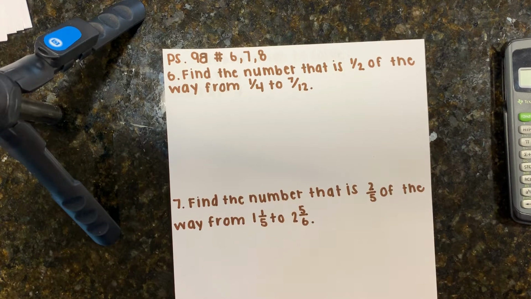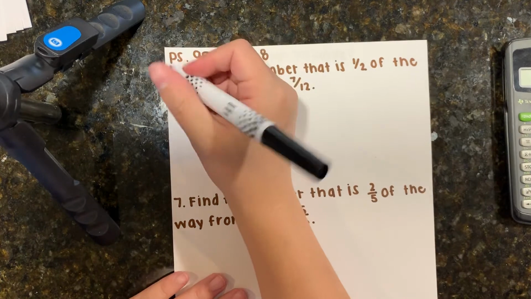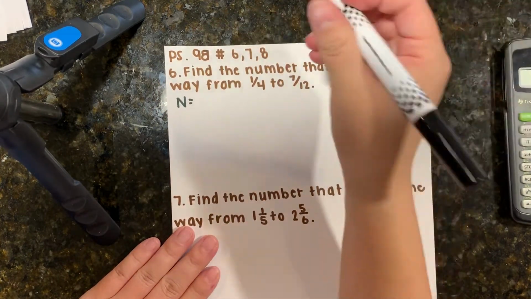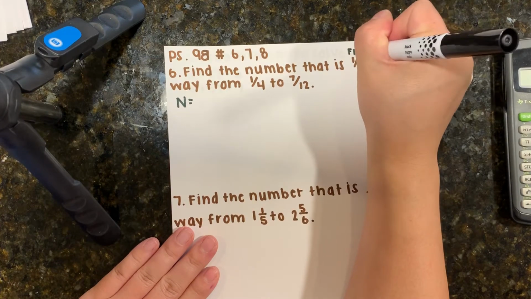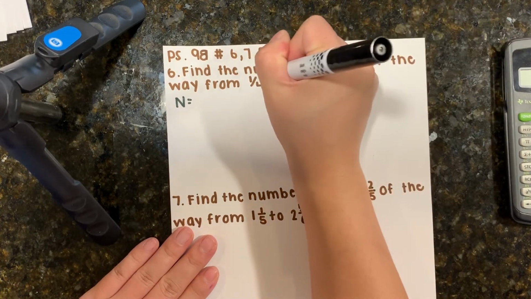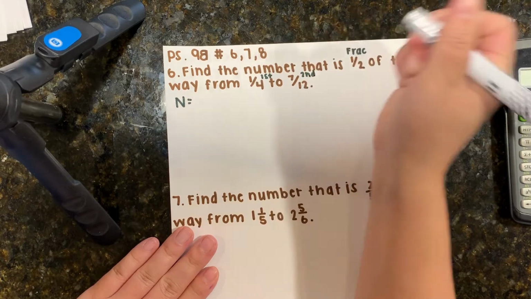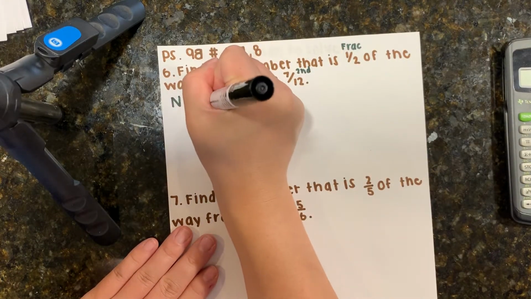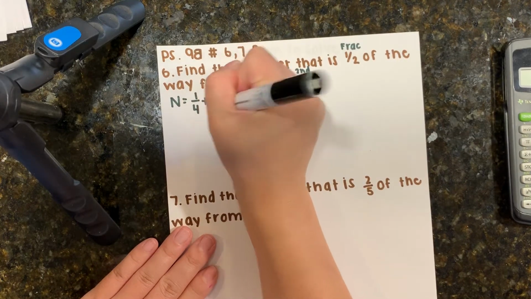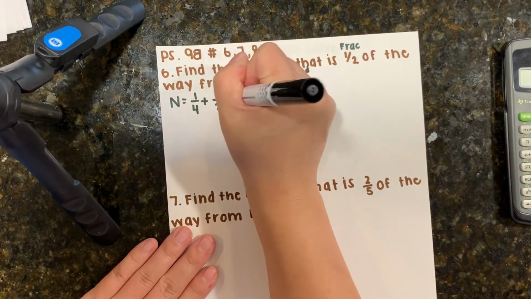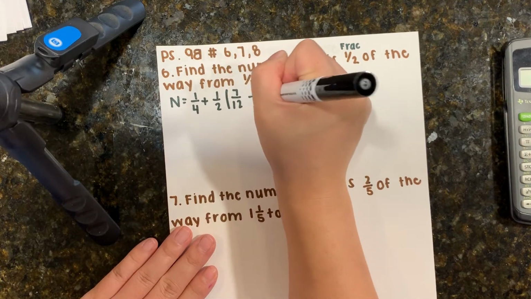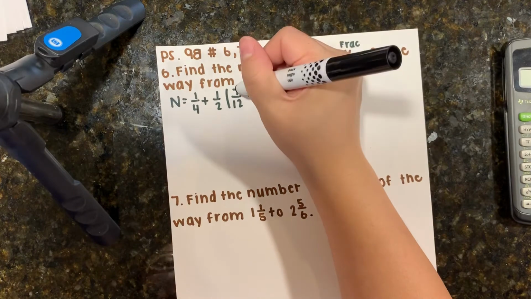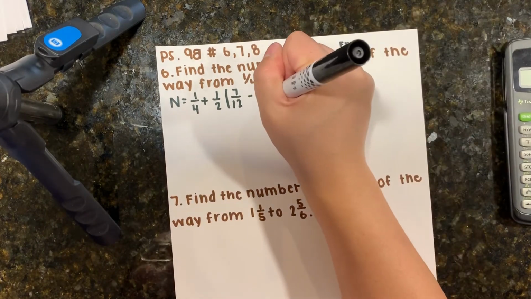So for number 6, the first thing that I'm going to do is I'm going to use the formula. So this is how it shows up. It's fraction, then first, then second. The formula is first number, so 1/4, plus the fraction, which is 1/2, times the second, 7/12, minus the first, which is 1/4. Now you always start with parentheses first. So 7/12 minus 1/4. I need a common denominator.